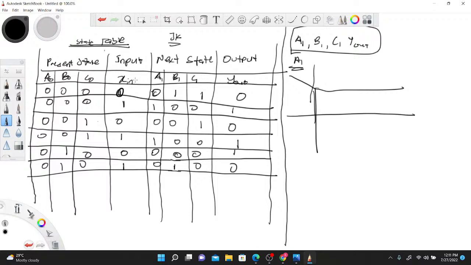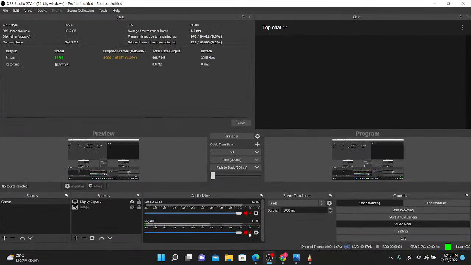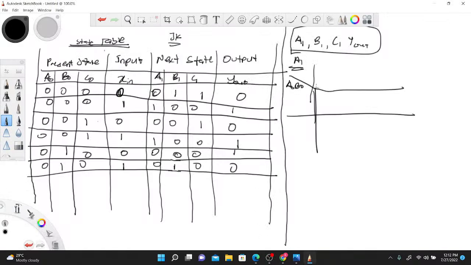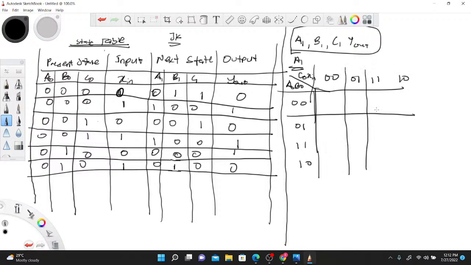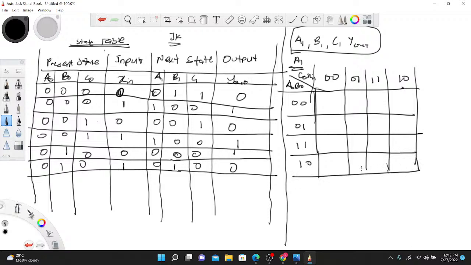So for this one, we have 4 different inputs, right? We have A naught, B naught, C naught, and then we have X in. You understand? So for this one, 0 0 0 1 1 1 1 0, 0 0 0 1 1 1 1 0. Okay, so that gives us this point. Right? Okay, so now we have our system, and then this one, right?